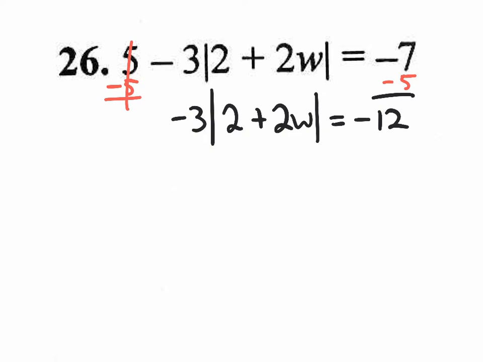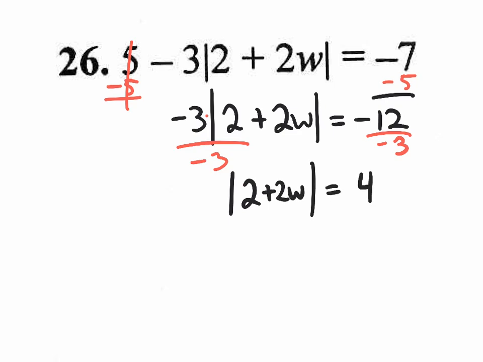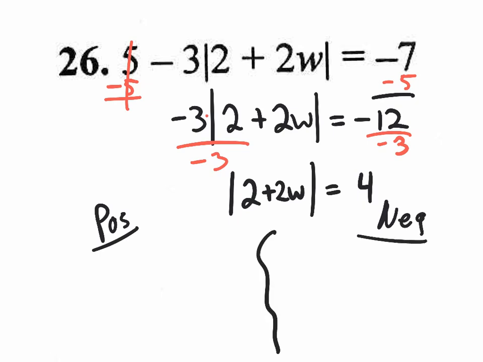What do I do next? I divide by negative 3. And what I do to one side, I do to the other side. So some of us might be thinking, oh, no solution, but that negative 12 divided by a negative 3 becomes positive. So we do need to continue working. 2 plus 2w equals positive 4. So once it's isolated, you want to do the positive and negative situation. Positive situation is writing it exactly the way it is without the absolute values. And the negative situation is the same thing, but changing that 4 to a negative 4.